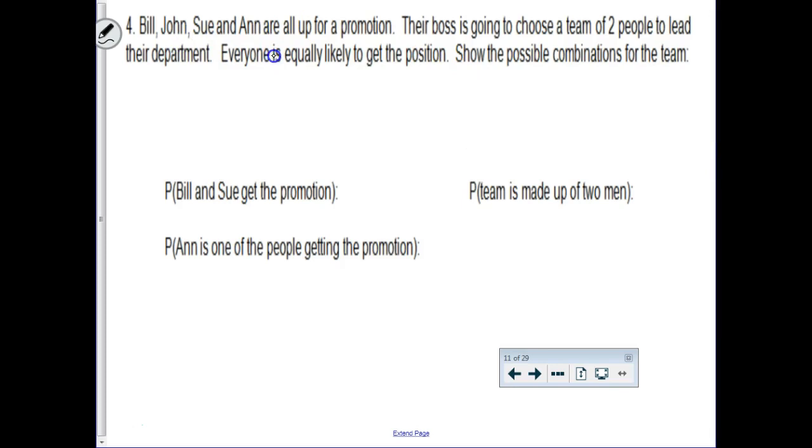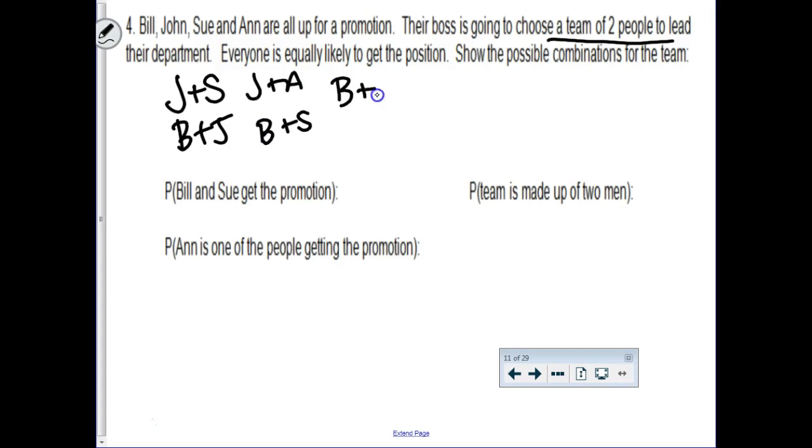Bill, Sue, John, Ann, they're all up for a promotion. The boss is going to select a team of 2 people. We'll talk more about team and whether that's a combination or permutation in the next lesson. But for now, they just want you to show the possible combinations, spoiler alert, of the teams. So I'm not going to write their whole names. I'm just going to say John and Sue, Bill and John. Why did I do that? Stupid. All right, John and Ann, Bill and Sue, Bill and Ann, and Sue and Ann.